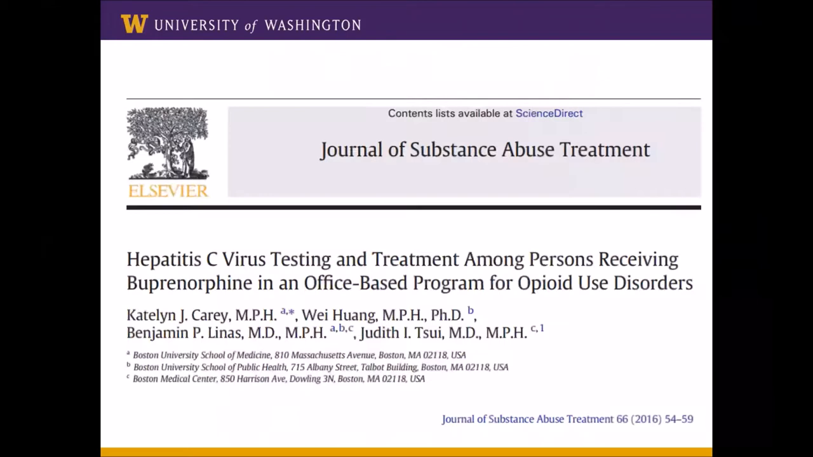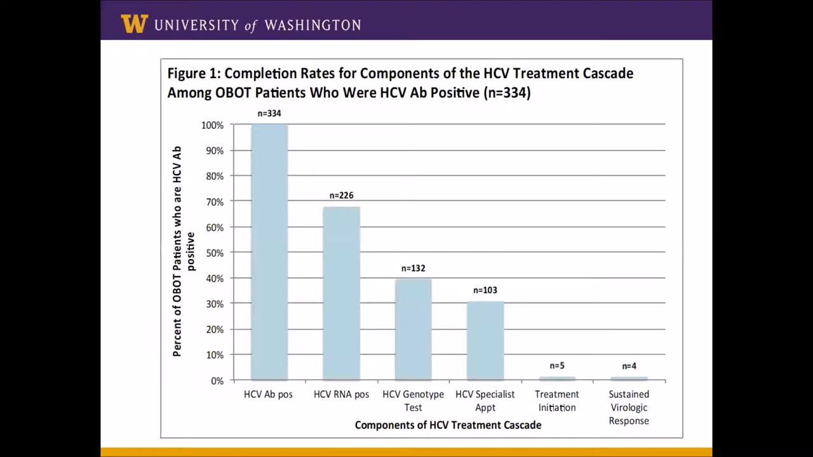So those results I showed you were for active PWID, the majority of whom are probably not engaged in care. You might wonder if the cascade would look different for persons who are actively engaged in addiction treatment and primary care. So we did a study to map out the Hep C care cascade among patients who were receiving buprenorphine treatment in a primary care clinic at Boston Medical Center. And sadly, the care cascade did not look dramatically different. We found that similarly, many of those patients had received testing, but very few were treated.